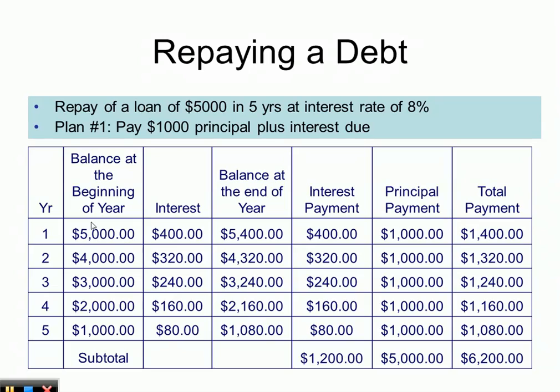So what is going to happen? Well, again, we're using the same calculations. The only difference is now we're going to pay off $1,000 each year. So that's going to reduce our balance at the beginning of the year. And we also will pay off the interest. So that also reduces our balance at the beginning of the year.